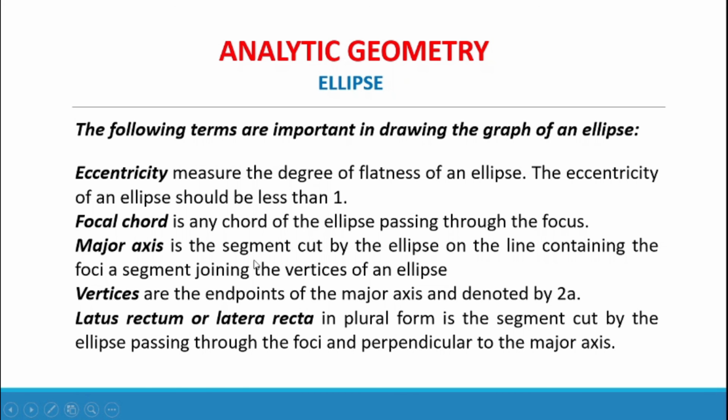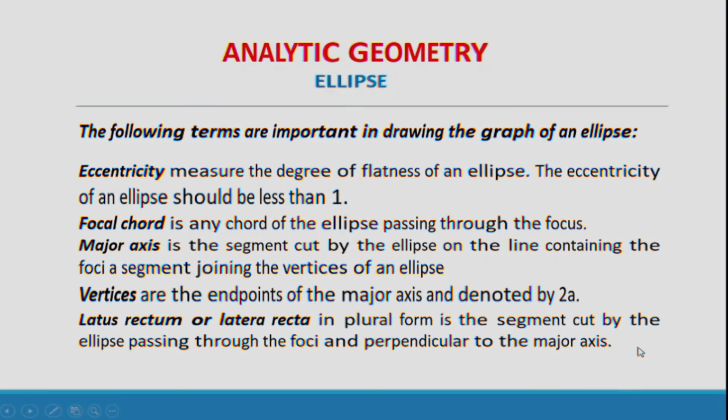Major axis is the segment cut by the ellipse of the line containing the foci, a segment joining the vertices of an ellipse. Vertices are the endpoints of the major axis and denoted by 2a. Latus rectum, or latera recta in plural form, is the segment cut by the ellipse passing through the foci and perpendicular to the major axis.